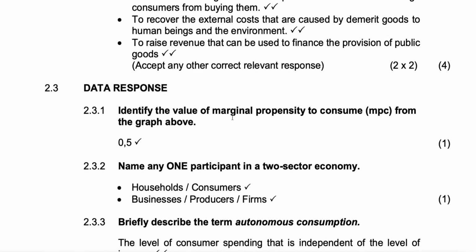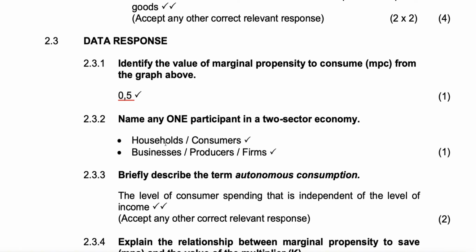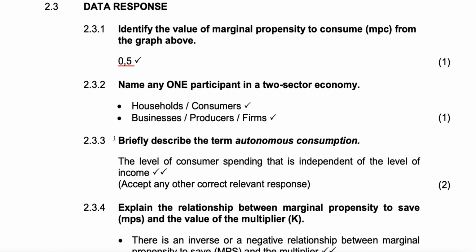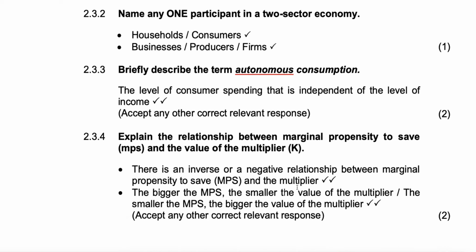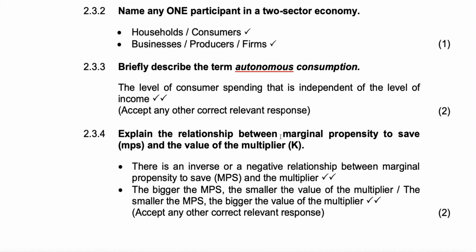So let's look at our answers. Identify the marginal propensity to consume, that's 0.5. The name, that's households and businesses. If you want, you can say consumers and producers, or you can say firms. Then we have briefly described the term autonomous consumption. This is the opposite of induced consumption. So the level of consumer spending that is independent from the level of income. That means it can happen even when income levels are at 0.